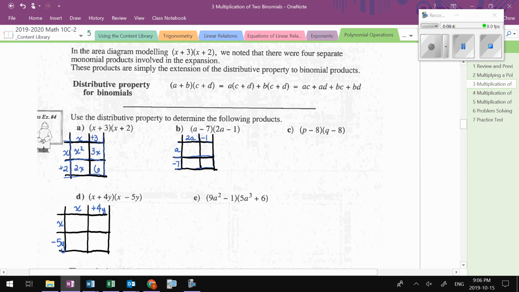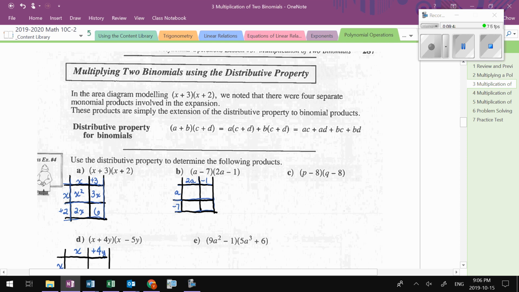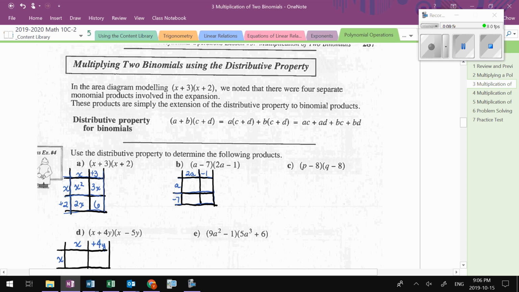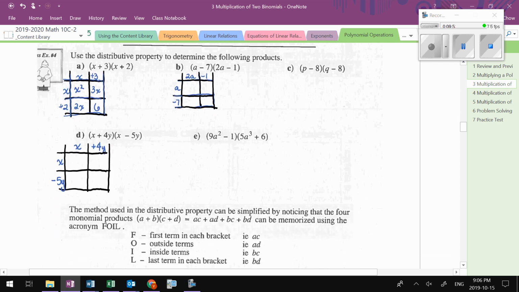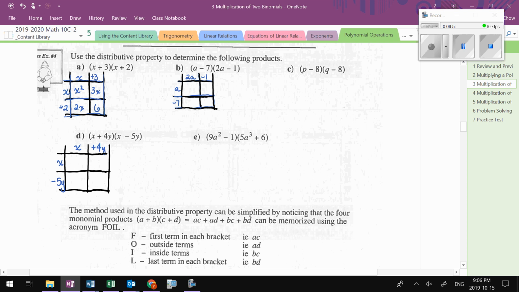Let's continue on though. So multiplying two binomials using the distributive property. So I'm just going to skip the little blurb first and come back to it in a moment because I want you to take a look. If we've got x plus 3 times x plus 2, so earlier we had done it using algebra tiles, or we looked at how we could do it using a box method. So you can see I've kind of outlined the boxes for examples A, B, and D. So if you wouldn't mind just doing that in your books and filling those in to write out the product, and then just hit pause and we'll come back to it when you're ready.